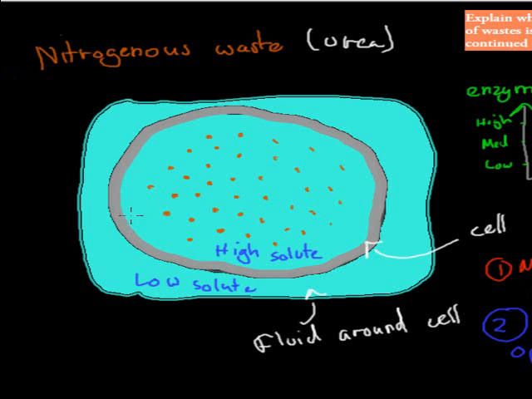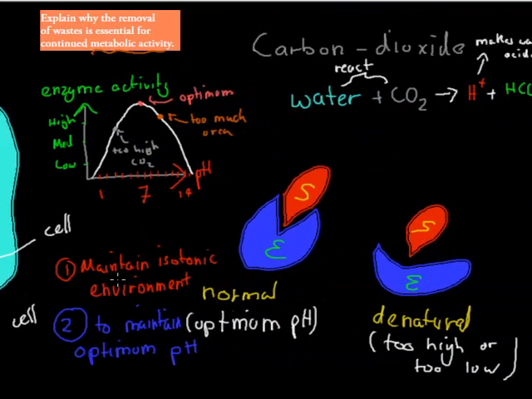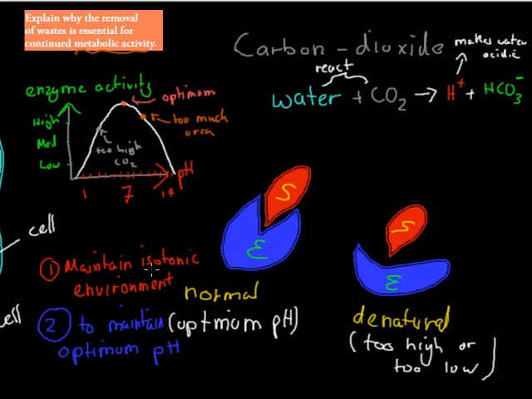So what happens with water? Water will travel from the outside to the inside because osmosis is from low solute to high solute. So this cell will actually burst because it will accumulate too much water. Right? So is that good for metabolic activity? If it's bursting, probably not. So that's one reason why we need to remove waste, to maintain an isotonic environment for the cell to work properly. The other one was to maintain optimum pH.